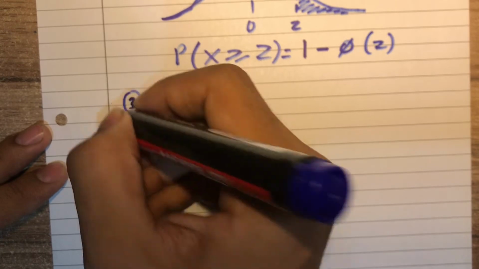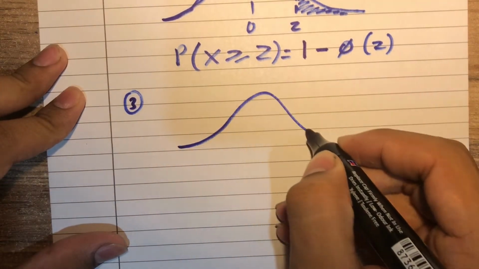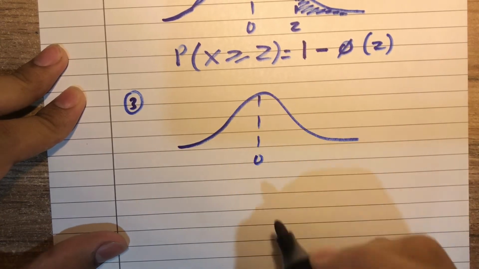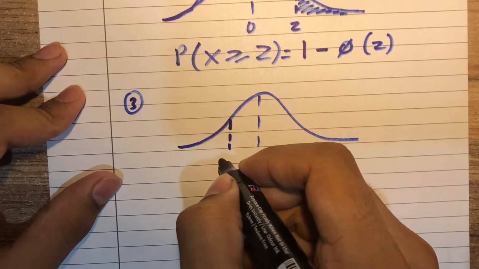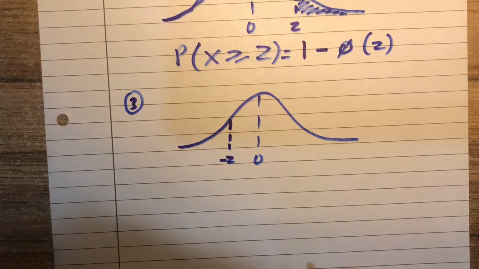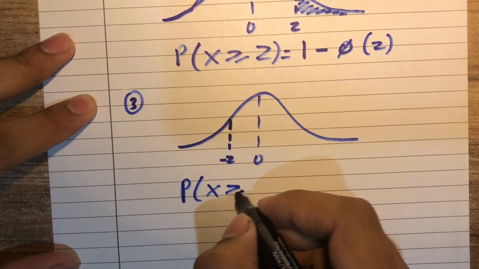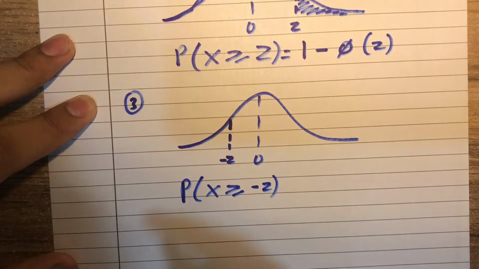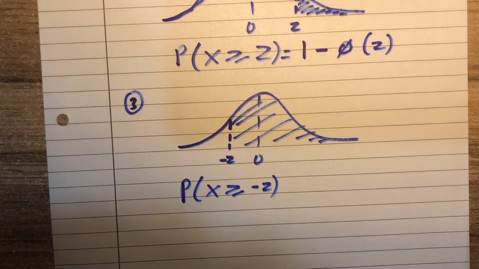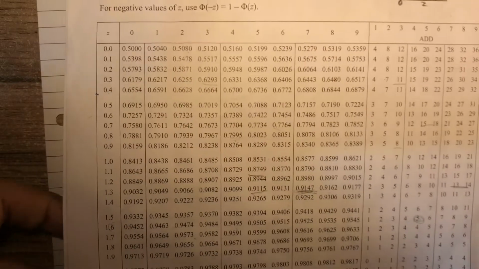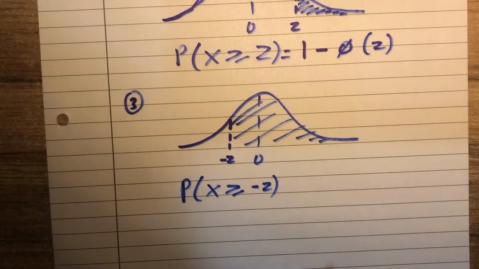Then the third case, again the standard normal distribution curve. This is the mean. Now over here z is negative, or the digit is negative. Now the probability of X greater than or equal to negative z. So we have to find this region. Now the second limitation is that this table only gives values of z that are positive and not negative.